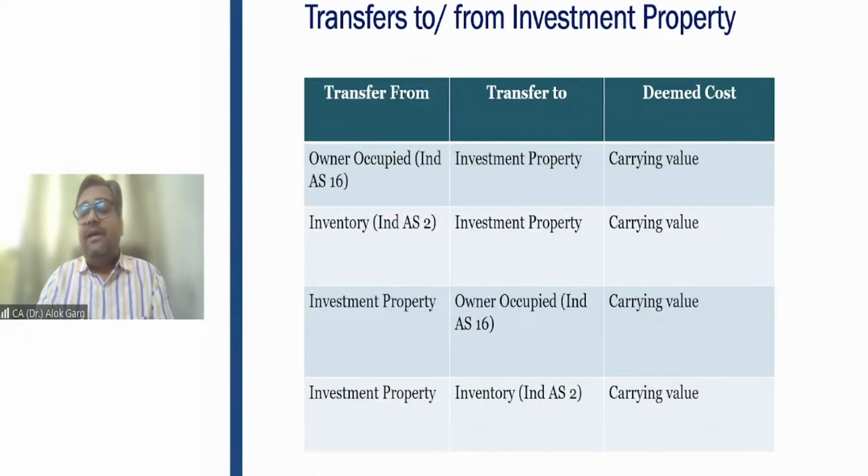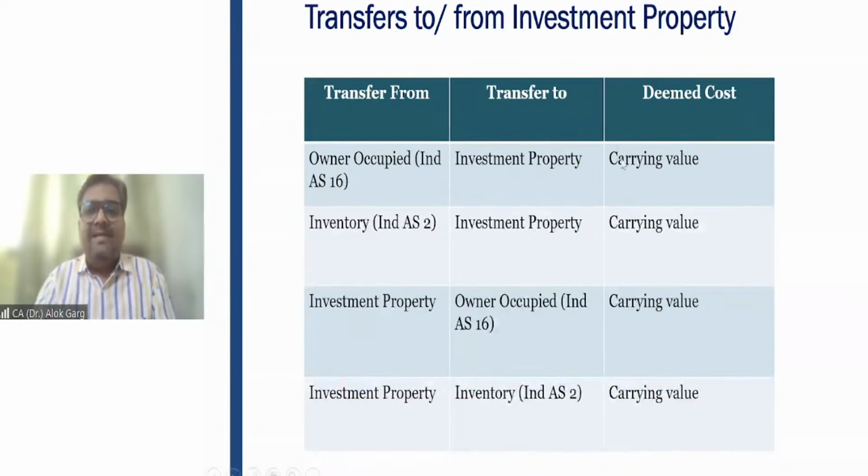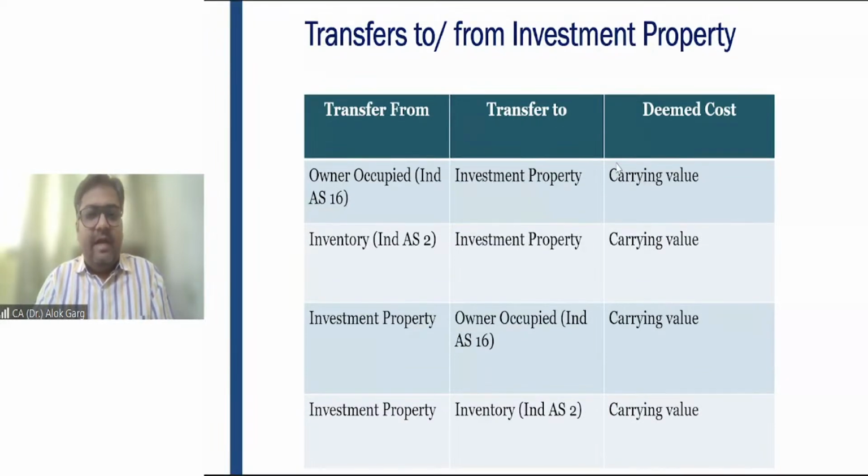Now we have arrived at an important part: transfers to or from investment property. Right? Transfers to or from investment property. Any doubt, friends, so far? Any doubt? To make you understand the transfer to or from investment property, I'll use the Excel file. And please confirm if my Excel file is visible.